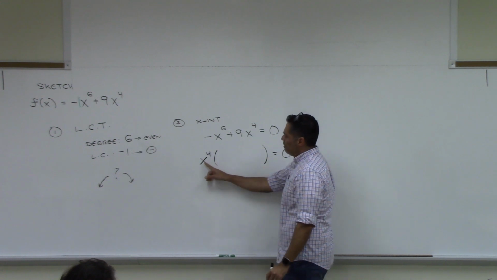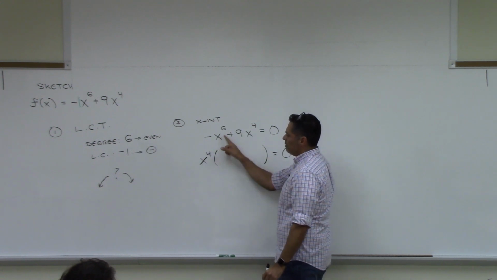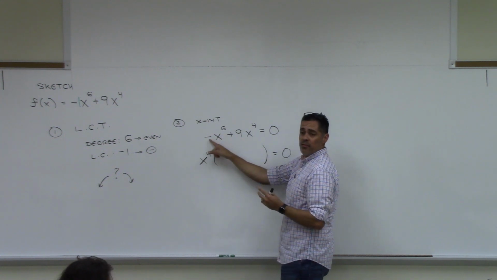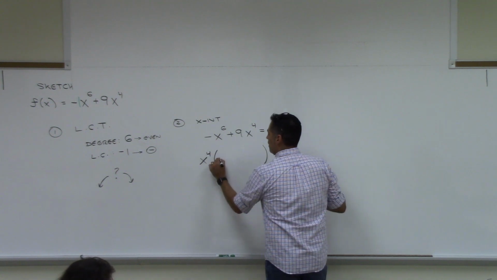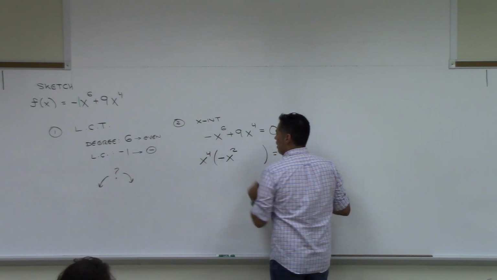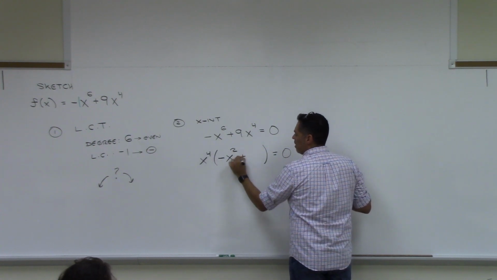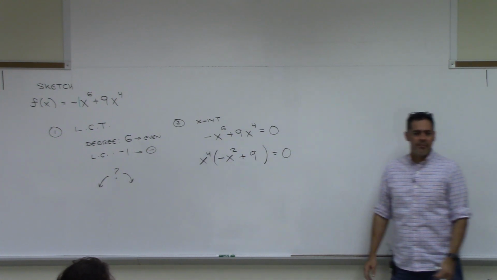You pulled x to the 4th out. How many x's would you need to become x to the 6th? You need 2 of them, two x's, right? But you also need a negative, right? You would need a negative there. So it'd become negative x squared. And then here you took the x to the 4th out, so you would still have the plus 9. Do you all agree with that?